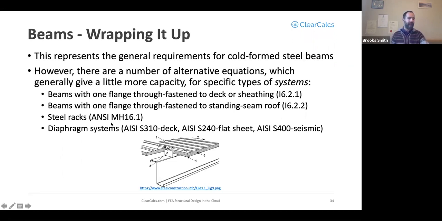If you have steel racks, that's governed by some of the more mechanical engineering equations in an ANSI standard. And if you have a diaphragm system, there are some alternate AISI standards that you can make use of for those. S310 for a deck diaphragm, S240 for a flat sheet diaphragm, and S400 for specifically seismic circumstances.